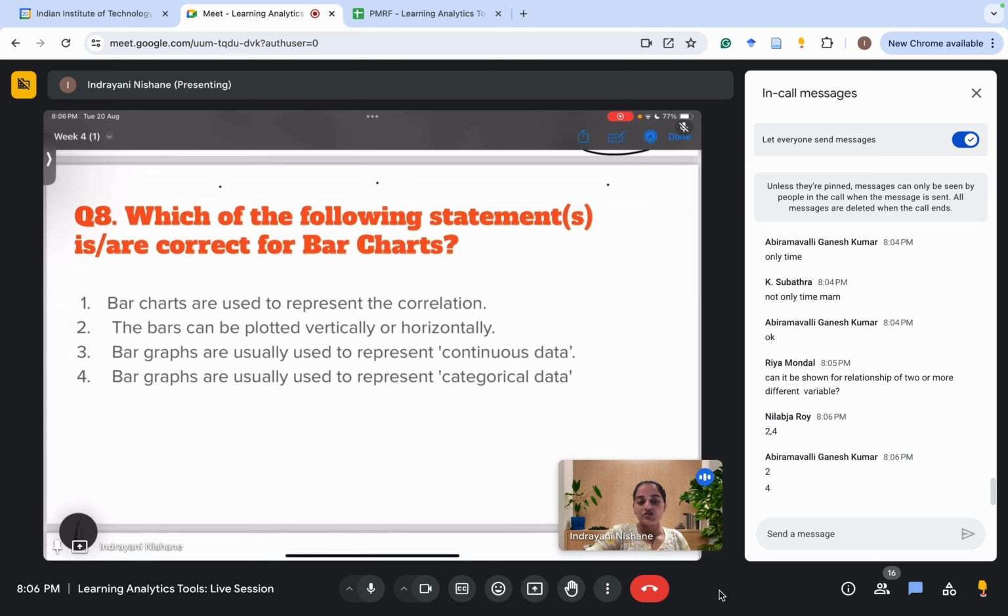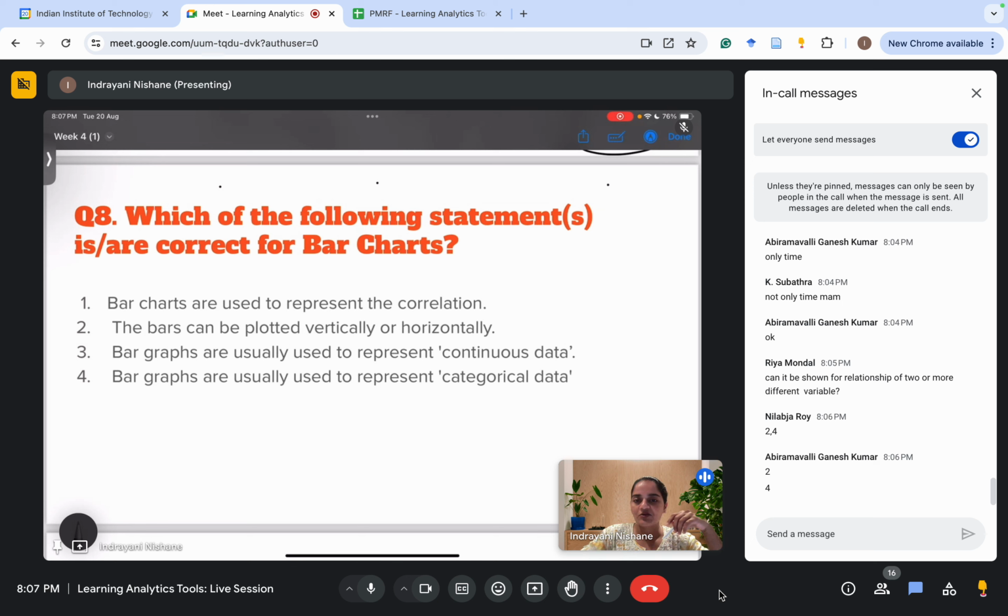Similarly, semester 1, semester 2, semester 3, it could also be that. So for that particular category, what was the value of our main variable? It doesn't have to be a relationship-showing graph. It can show the value of one variable for different categories. Okay, so don't get confused with a relationship between the two.